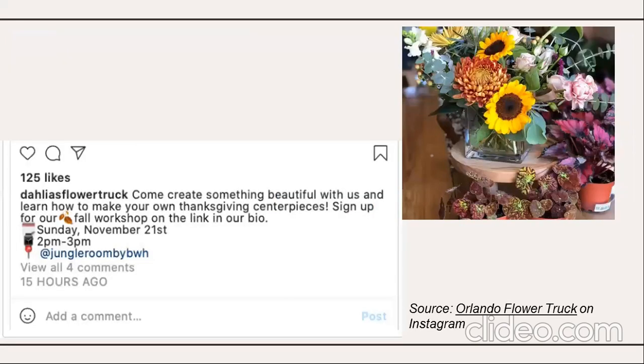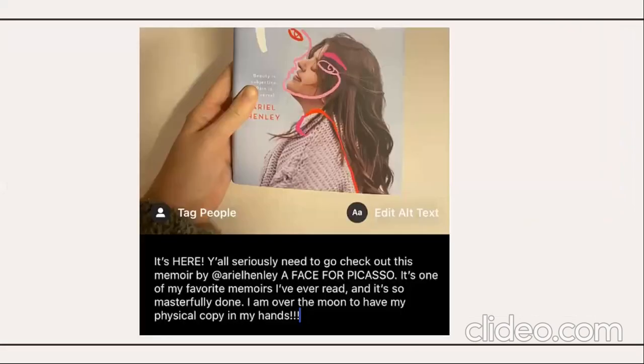Second example we have here from Orlando Flower Truck on Instagram. Come create something beautiful with us. Learn how to make your own Thanksgiving centerpieces. Sign up for our fall workshop on the link in our bio, Sunday, November 21st, 2 to 3 p.m. So look at this Instagram caption. Then another Instagram caption about a book.